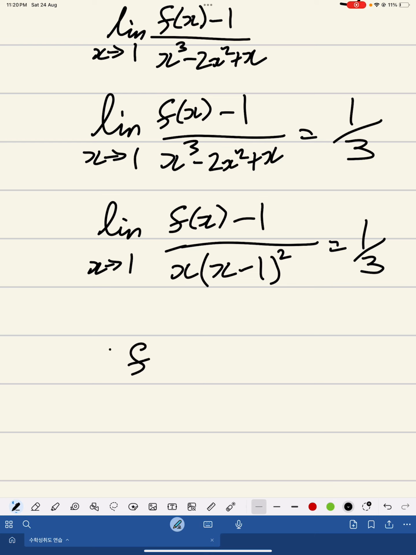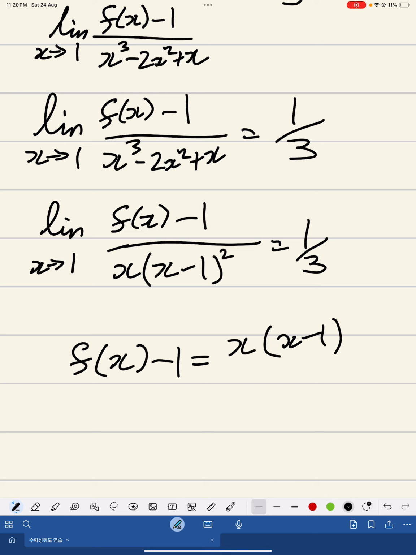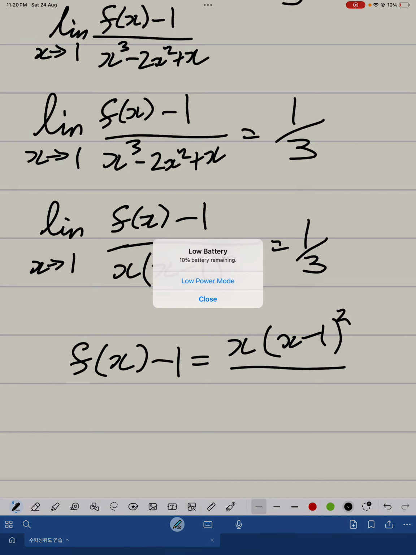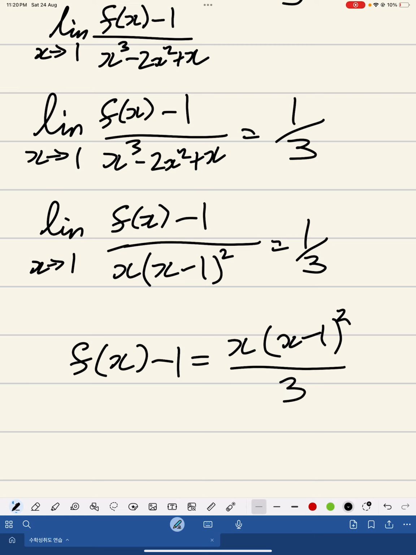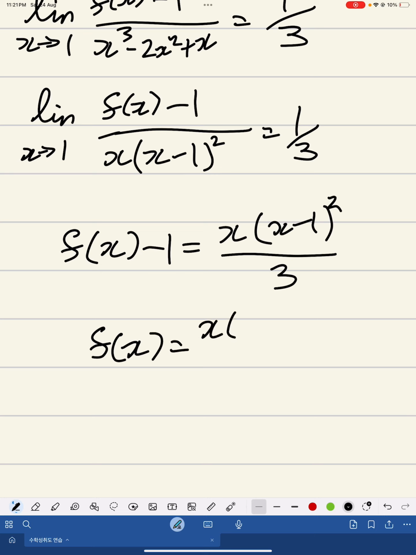f of x minus 1 equals x times x minus 1 squared over 3. Because that is just saying that the limit here exists. But if we ignore the limit, then that function must always be true for all x values, right? Because as x approaches 2, that will become another value. As x approaches 3, that will be another value. So the 1 is really irrelevant in our scenario. So we can finally deduce that f of x equals x times x minus 1 squared over 3 plus 1.